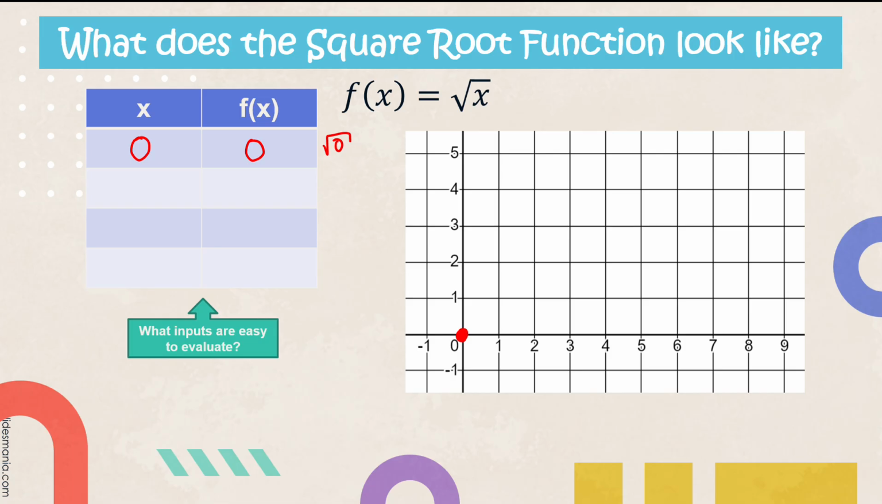Now let's think about the next smallest number that we could take the square root of. Well, we can take the square root of 1. It's not very interesting, but the square root of 1 is 1 because 1 times 1 is 1. So our next point is 1, 1.